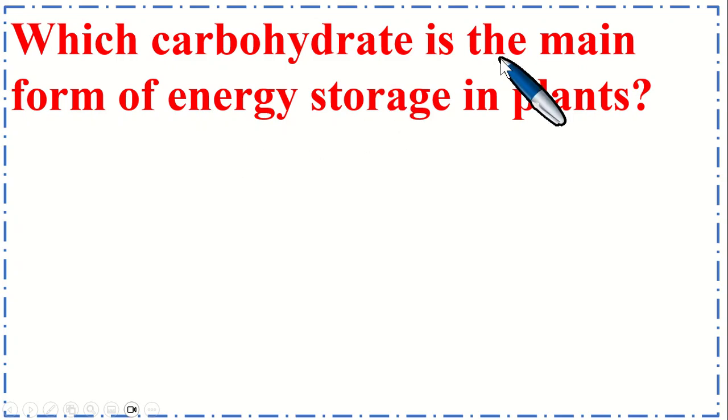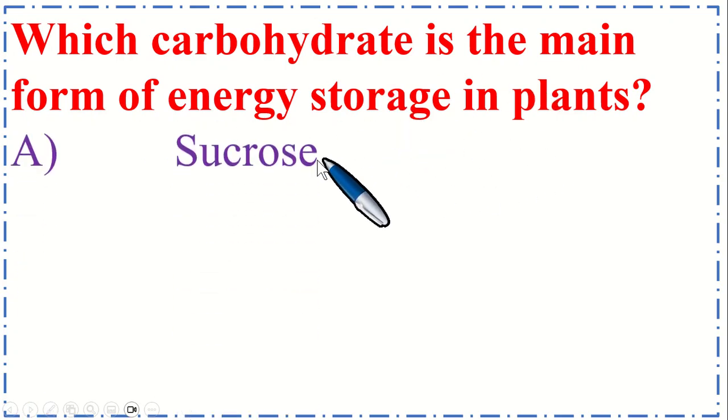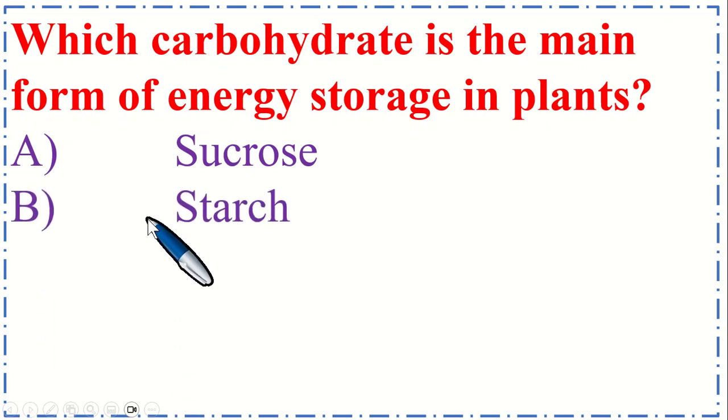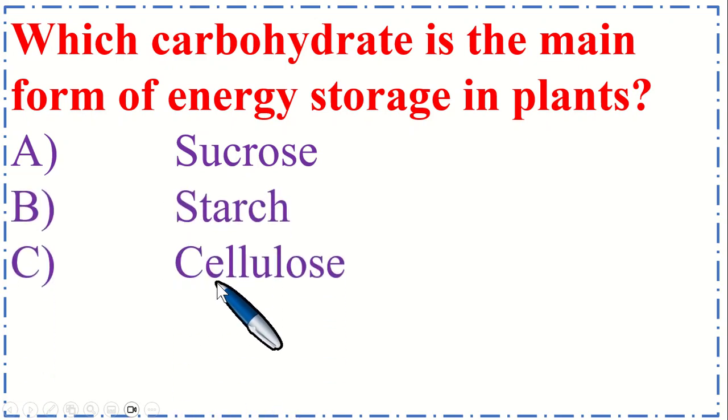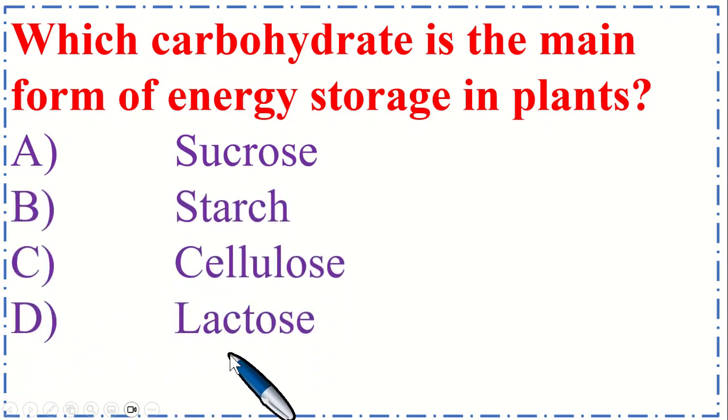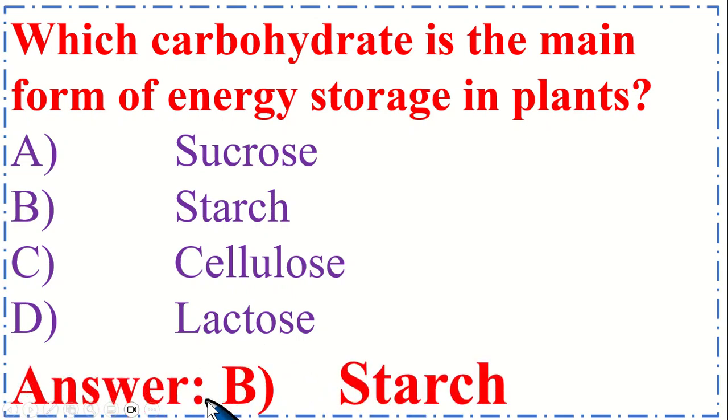Which carbohydrate is the main form of energy storage in plants? Option A, sucrose, B, starch, option C, cellulose, and option D, lactose. So the correct option is B, starch.